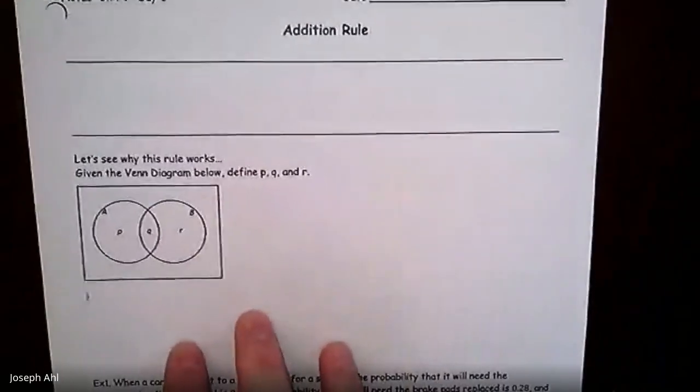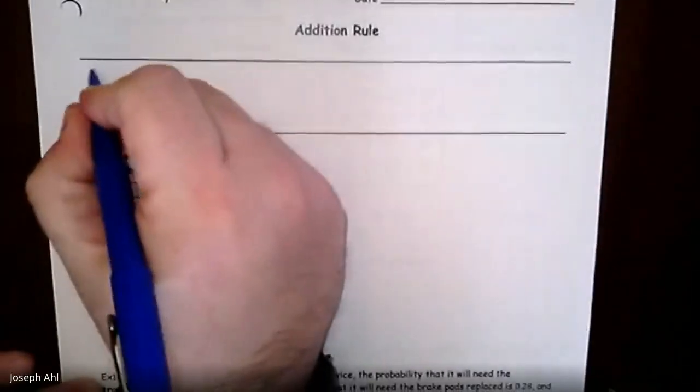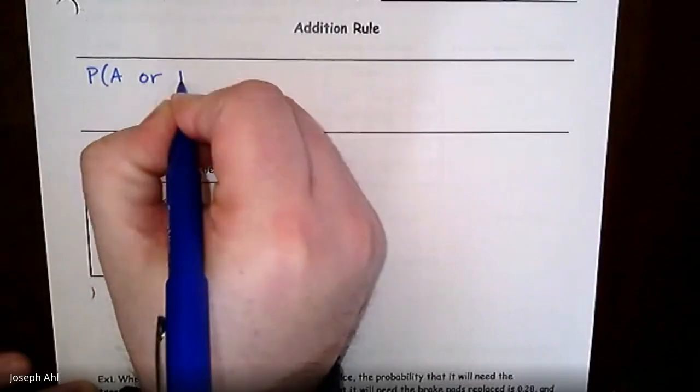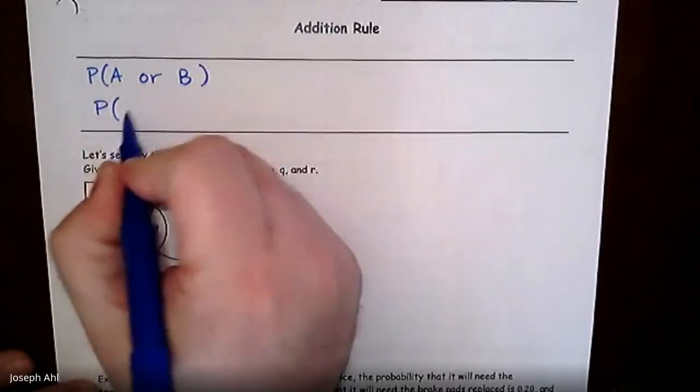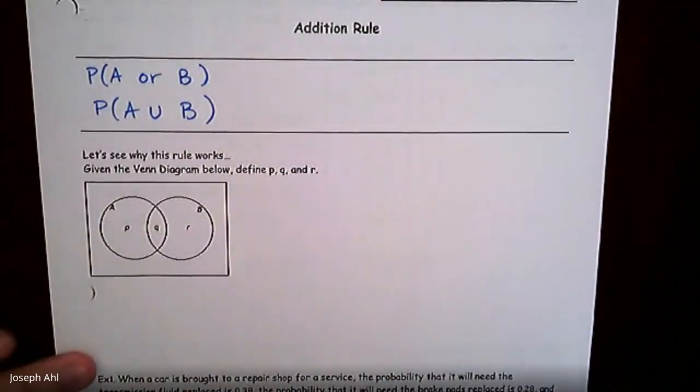An intersection of probabilities. Okay, so what's the probability of this happening and that happening? But what we're now looking to do is, how do we do probability with OR? And we know that OR in set notation, if I said probability of A or B, it's the same thing as a union in set notation. So these two things mean the same thing.